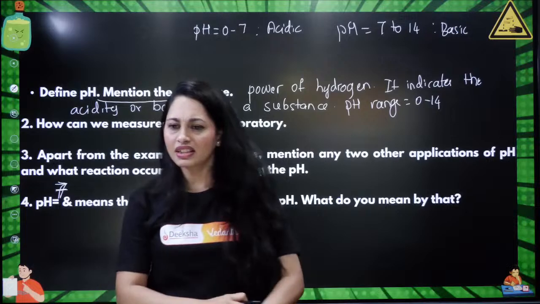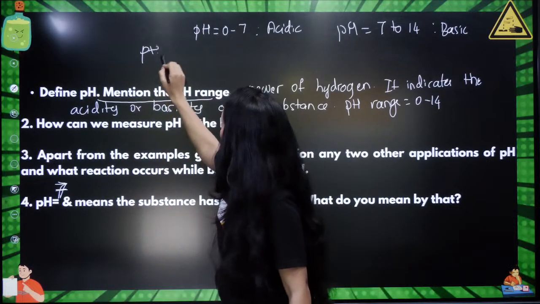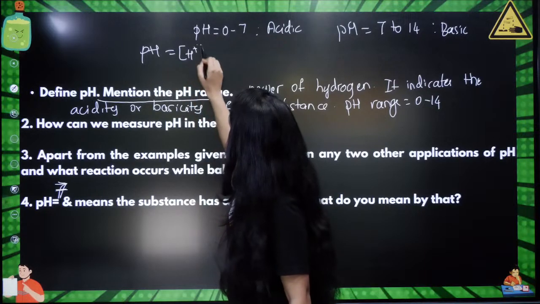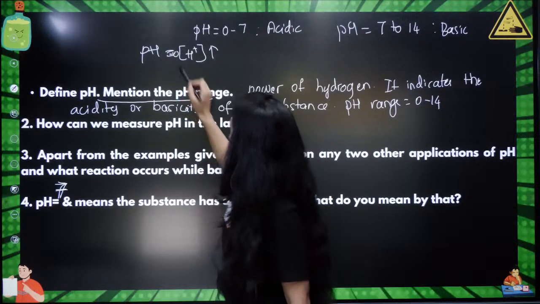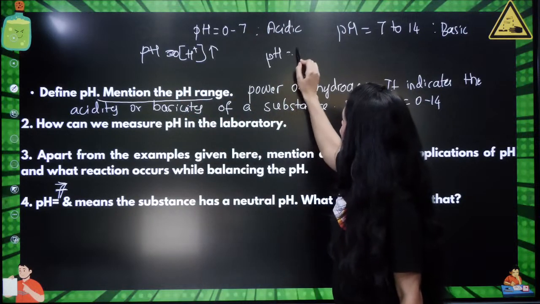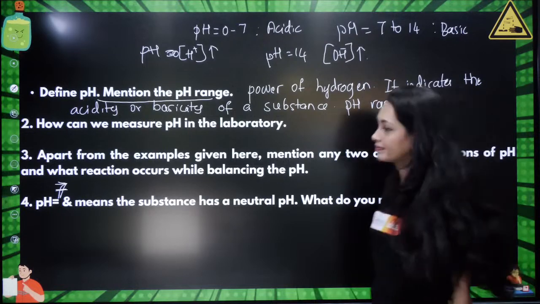Whose concentration of hydrogen is more? In case of pH 0, the concentration of H plus is highest. At pH equal to 14, the concentration of OH minus ions will be more.